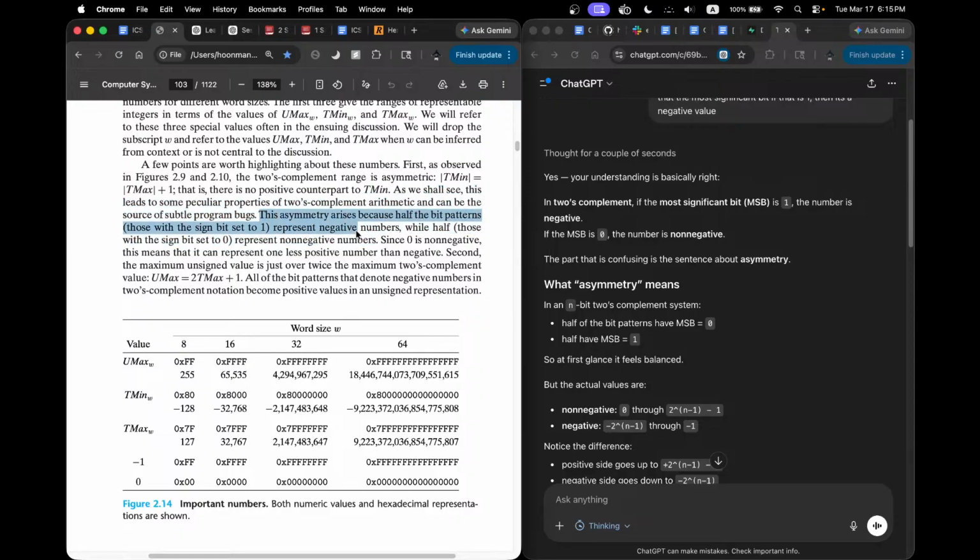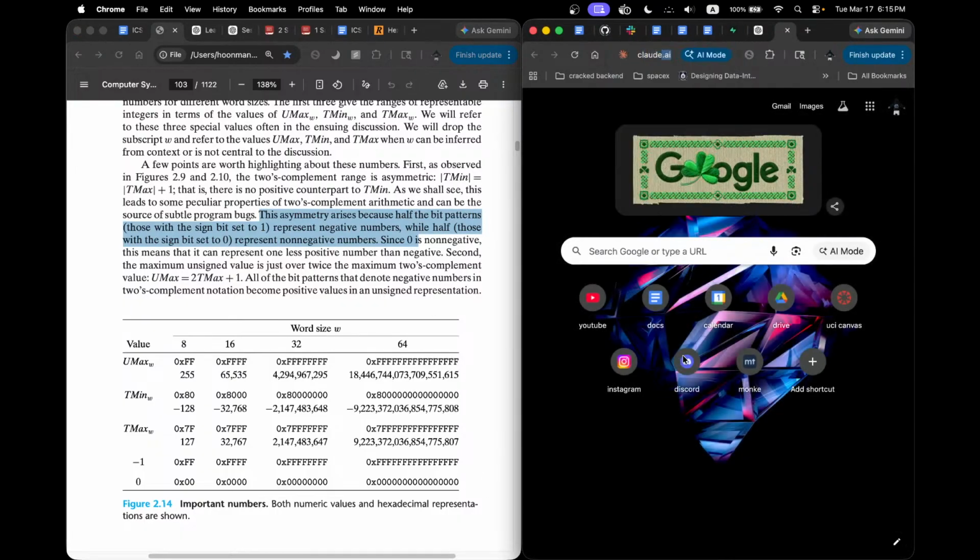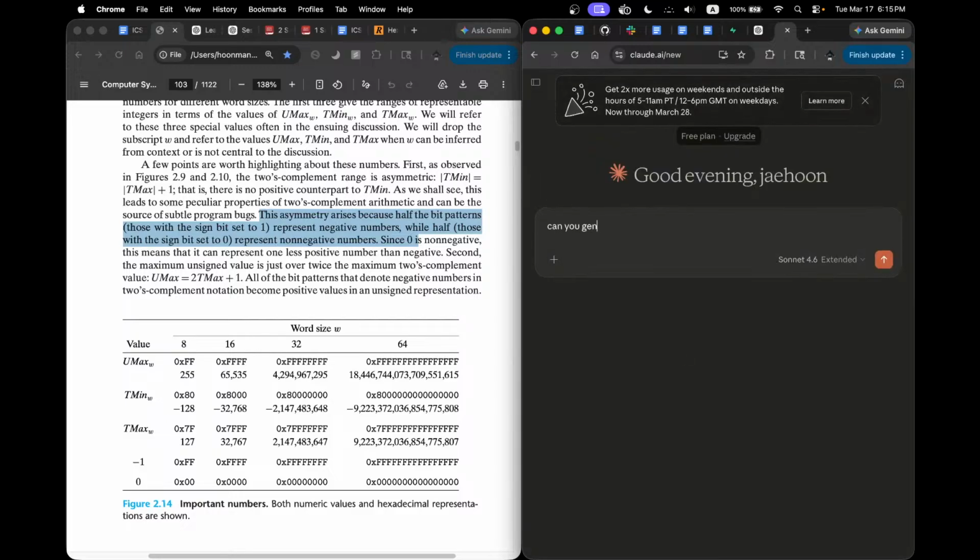Asymmetry arises because half the bit patterns represent negative numbers, while half represent non-negative numbers. Okay, so are you saying there's exactly half? Can you generate all possible bit values with 4 bytes? Is that 4 bytes?